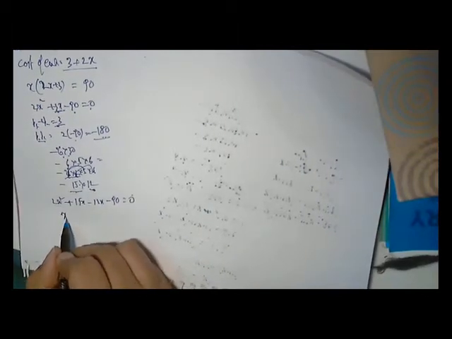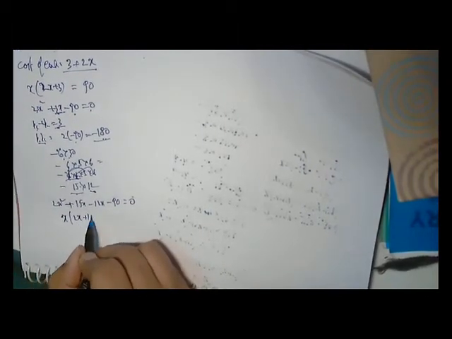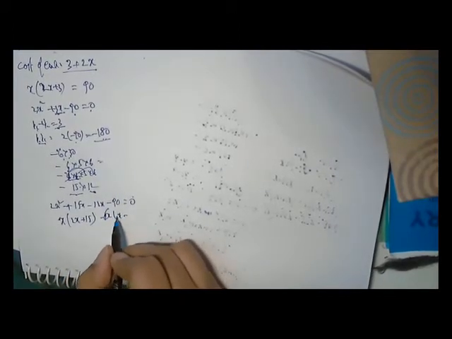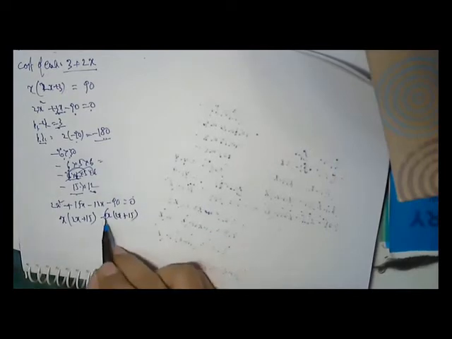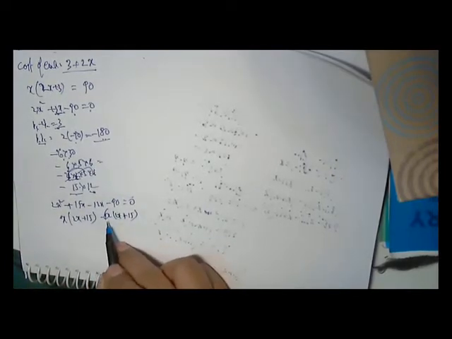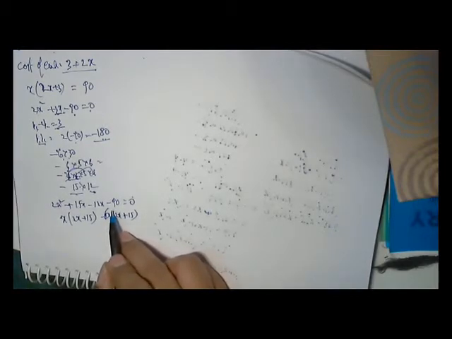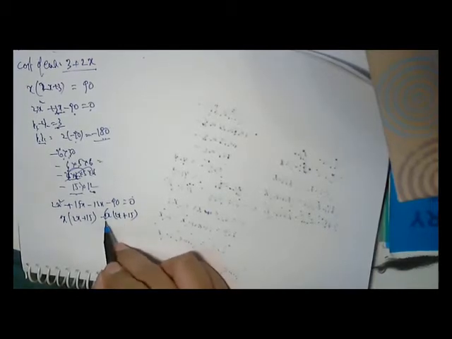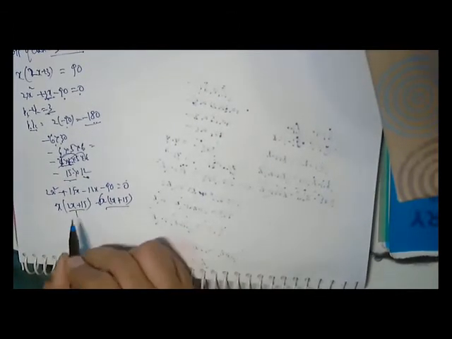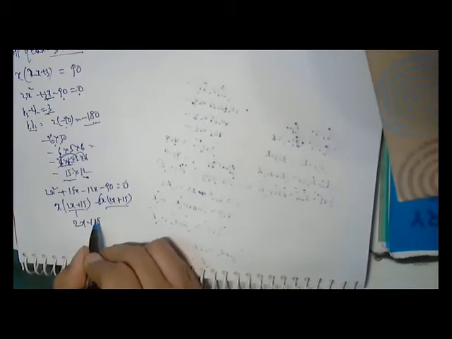So if I take x common, 2x plus 15. Here I take minus 6 common, 2x plus 15. Why do I have to take 6? Why should I not take 12? Because 90 is not divisible by 12. 12 5s are 60, 72, 84, 96. So 6 is the only common factor in these two. So 2x plus 15 is common in both. So 2x plus 15 into x minus 6.